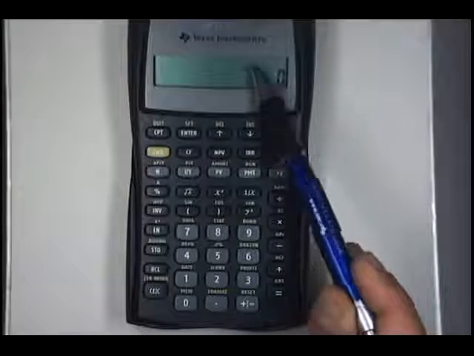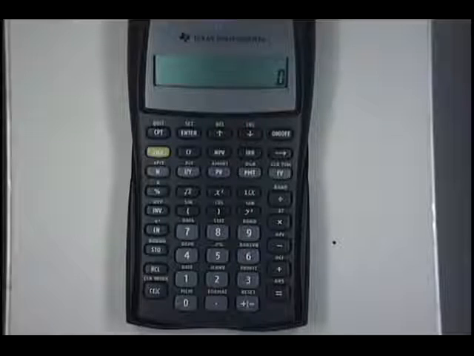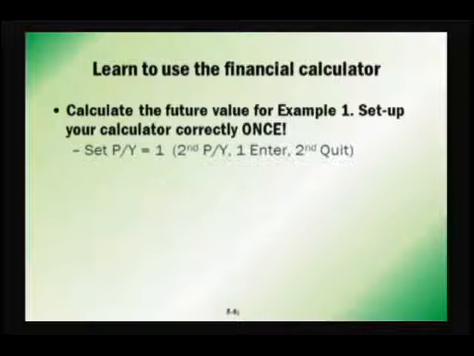The top right-hand corner of your screen, there should be nothing. If it says BGN, you will need to look at your owner's manual and switch to end mode. Calculator comes set in the end mode, so we'll leave it the way it is. The BGN will give you some inaccurate results.